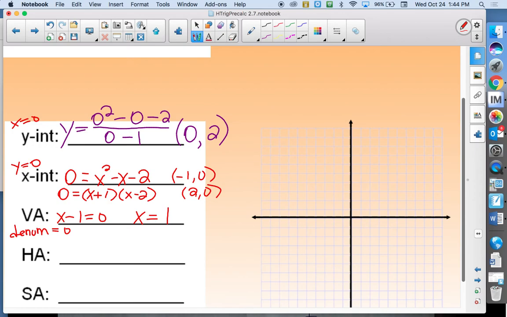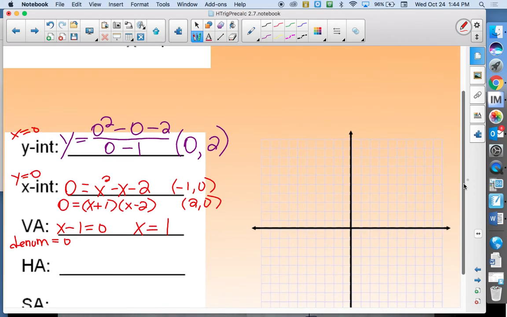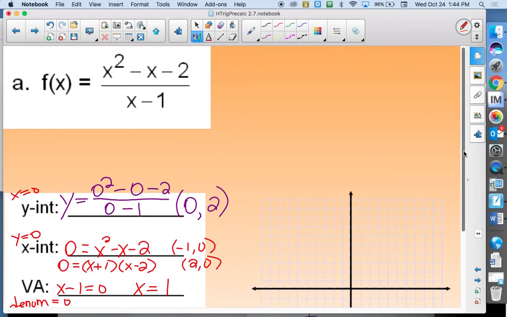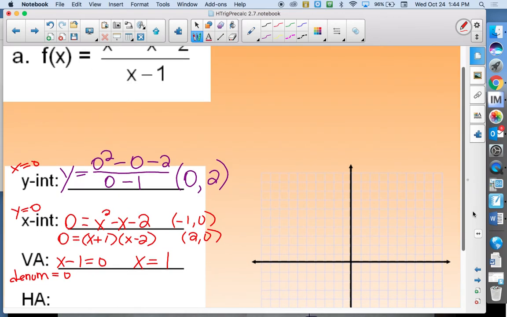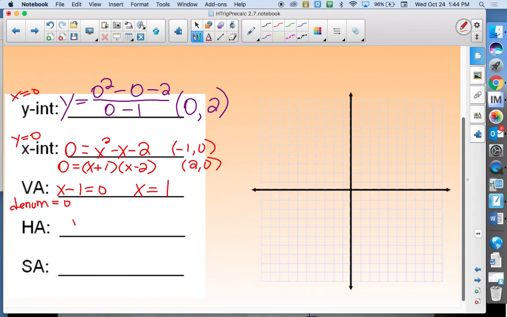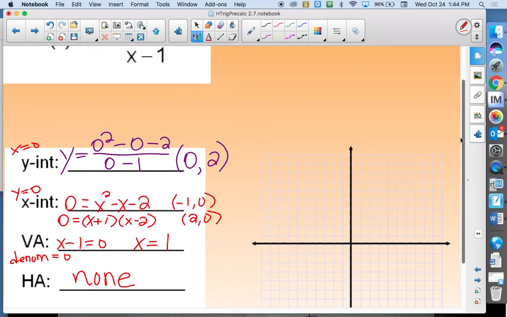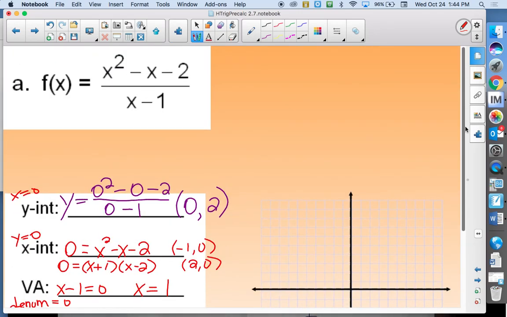So the horizontal asymptote is one of the 3 rules. In this case, the power on the top is bigger than the power on the bottom. That means there is not a horizontal asymptote. So just put none. Don't leave it blank. If you leave it blank, then I think you don't know what's going on with the horizontal asymptote. So write none. And then the slant asymptote is when the power on the top is 1 more than the power on the bottom. Yes. So we're going to divide.